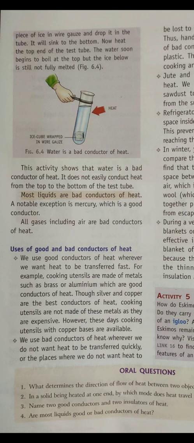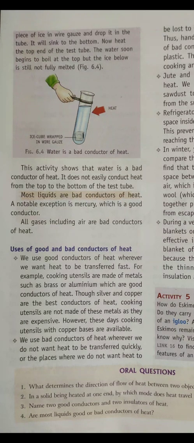Most liquids are bad conductors of heat. Just like water, all other liquids are bad conductors of heat. A notable exception is mercury. Mercury is a liquid metal which is a good conductor. That's why it is used in clinical and laboratory thermometers. They expand on heating, and this property is used. So mercury is an exceptional case which is a conductor of heat.